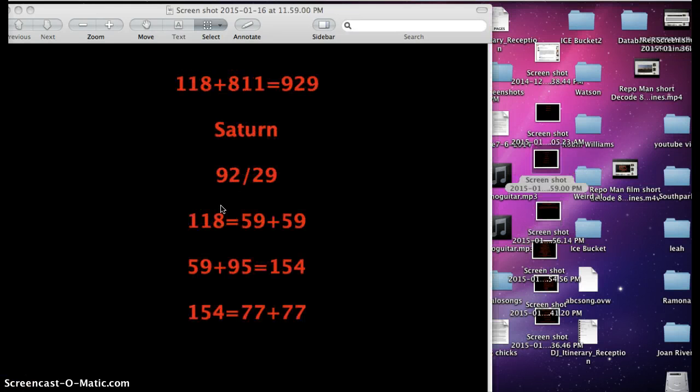Okay, just a couple more interesting things I figured out at work. Samuel Langhorne Clemens added up to 118 plus 118. But if you add the mirrors up, 118 and its mirror 811, you get 929. That is Saturn. That is 92 and its mirror 29, and that represents Saturn. Also, 118 equals 59 plus 59. And if you take 59 plus its mirror 95, you get 154. And 154 is 77 plus 77.